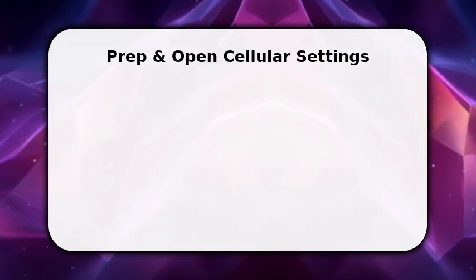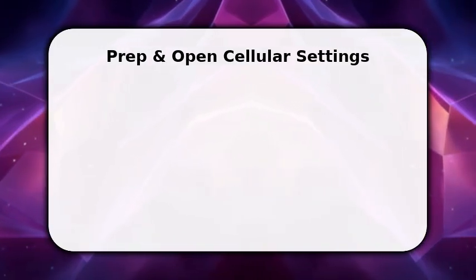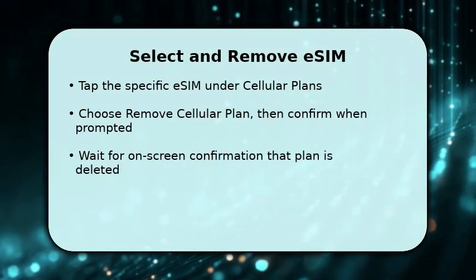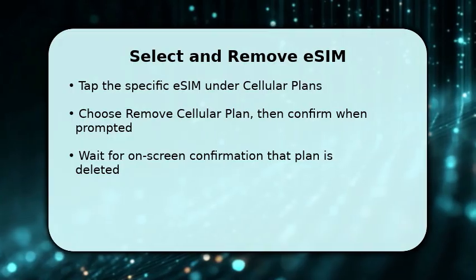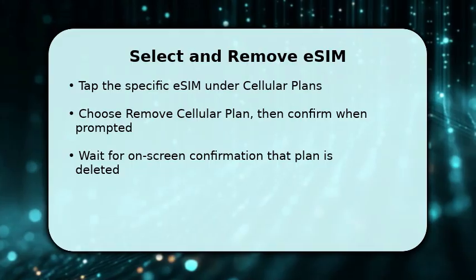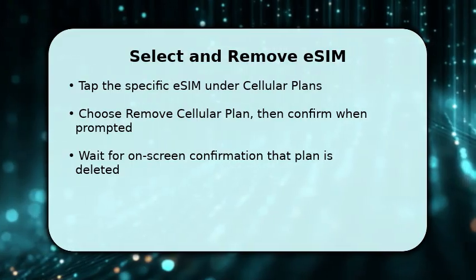Now select the eSIM entry you identified. Tap it to open plan details so you can see the Remove Cellular Plan option. Tap Remove Cellular Plan and read the confirmation dialog. This deletes the eSIM profile from the iPhone, but not necessarily from the carrier account.